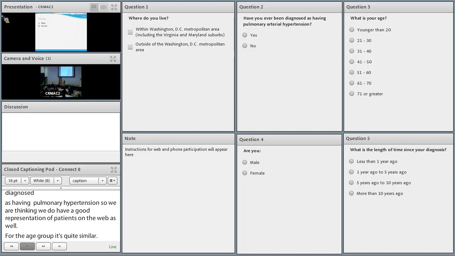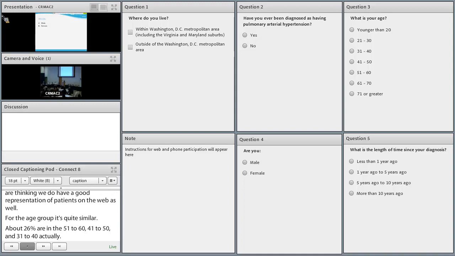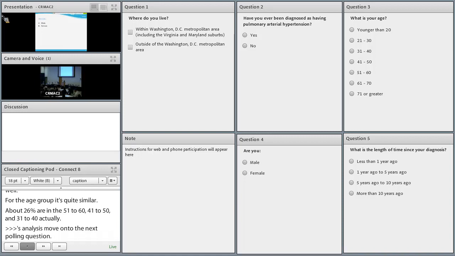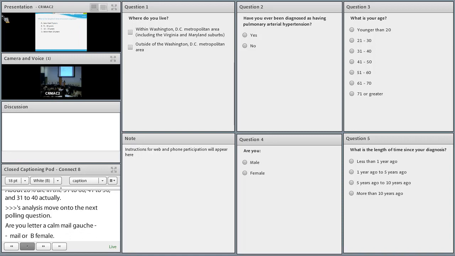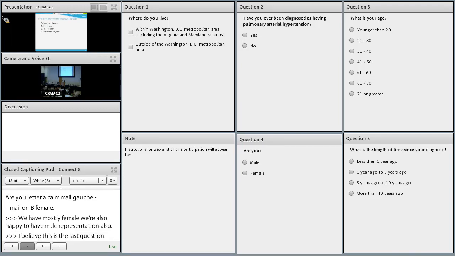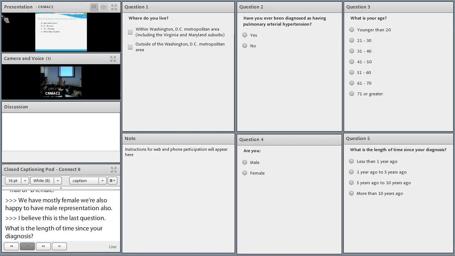Okay, so now let's move on to the next polling question. Are you A, male, or B, female? Okay, so we have mostly female in the audience, but we are also very thankful to have some male representation here also. Okay, next question. And I believe this is the last one. What is the length of time since your diagnosis? A, less than 5 years, B, 5 to 10 years, C, 10 to 20 years, or D, more than 20 years?